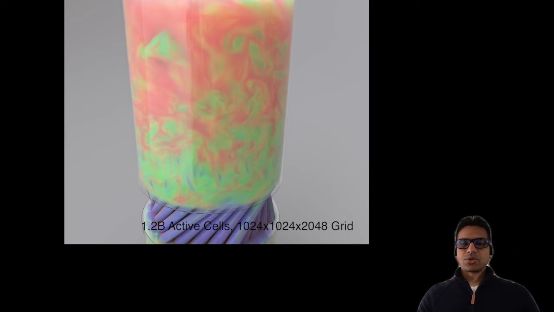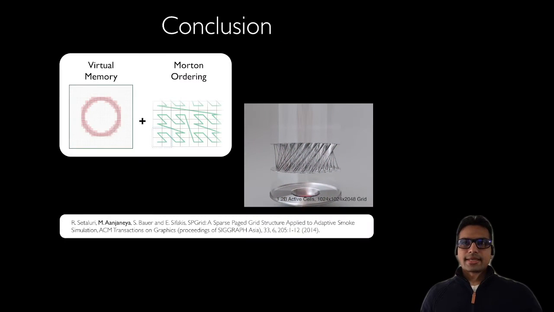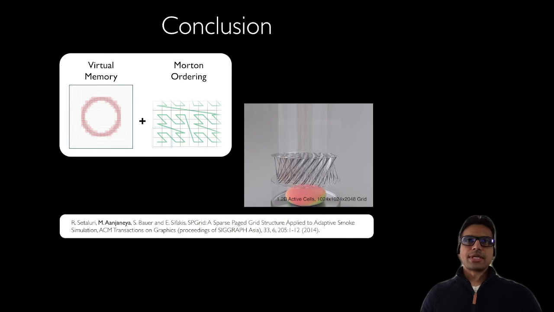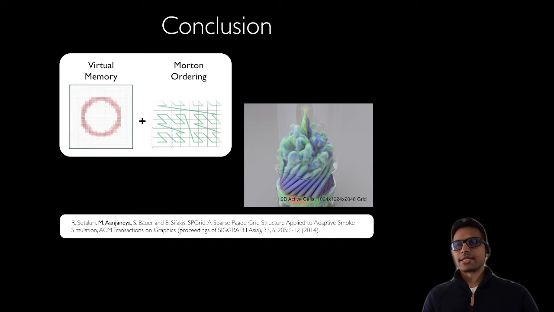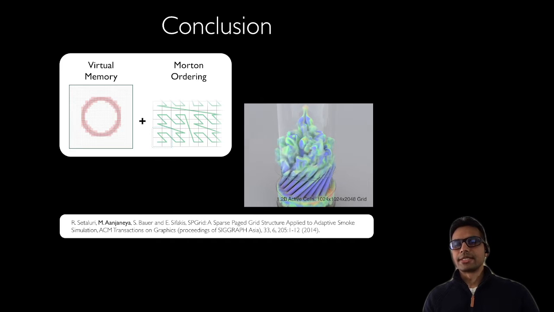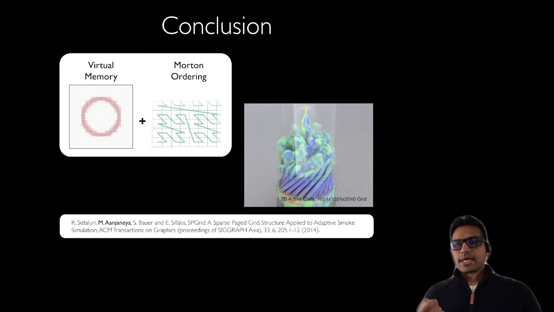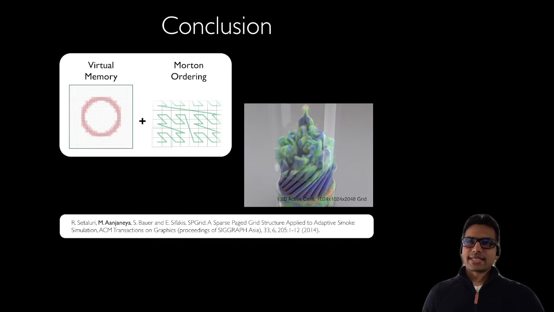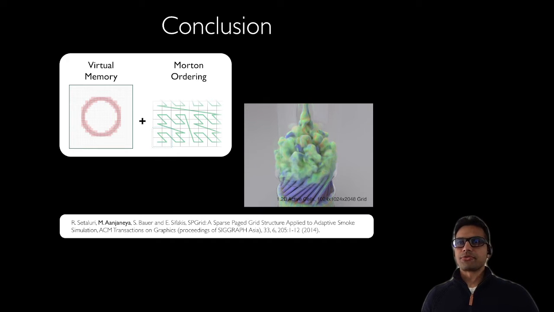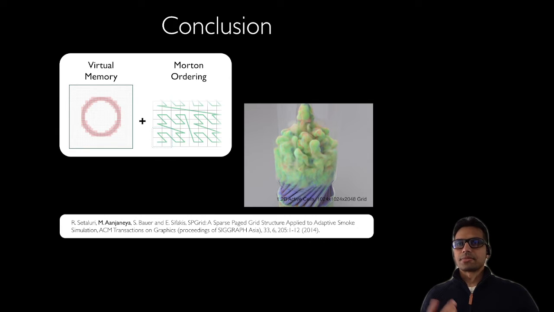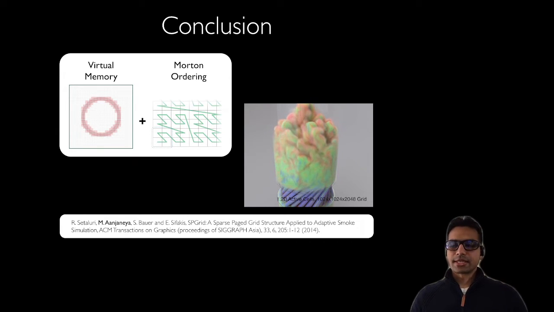So just a quick conclusion: I've described to you a data structure that uses virtual memory and Morton ordering for storing large and sparse data sets on uniform grids. Now, I haven't told you all the details here because technically we also need a solver to solve for these large number of variables.